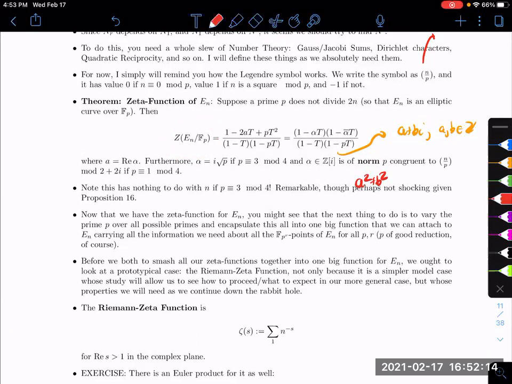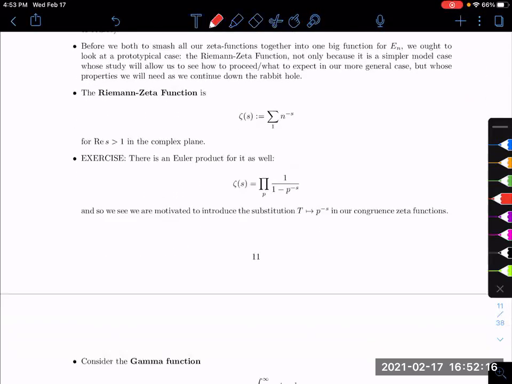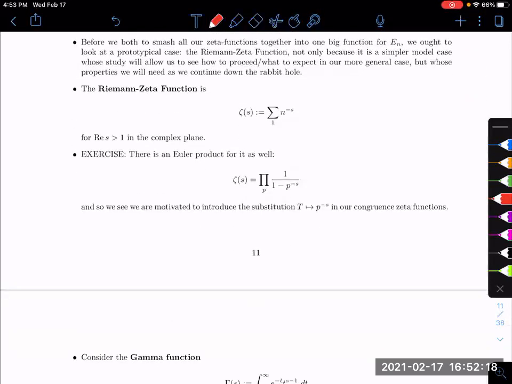And so let's do a brief overview of the Riemann zeta function. We're going to need to know about it anyway, whether or not we use it as a toy case. First of all, what is the Riemann zeta function? It's the following infinite sum.